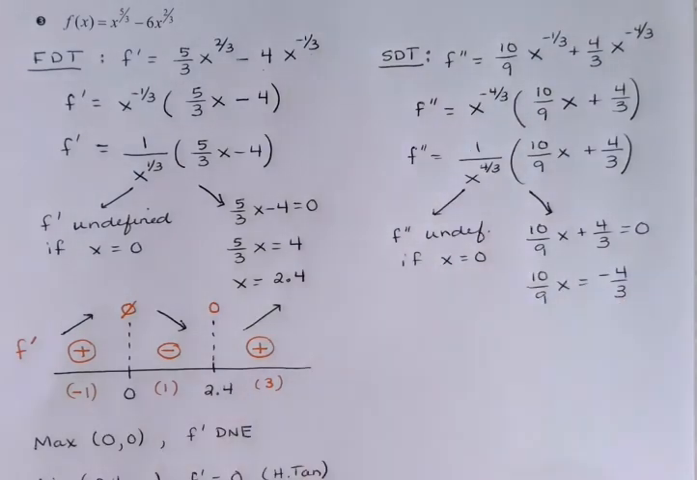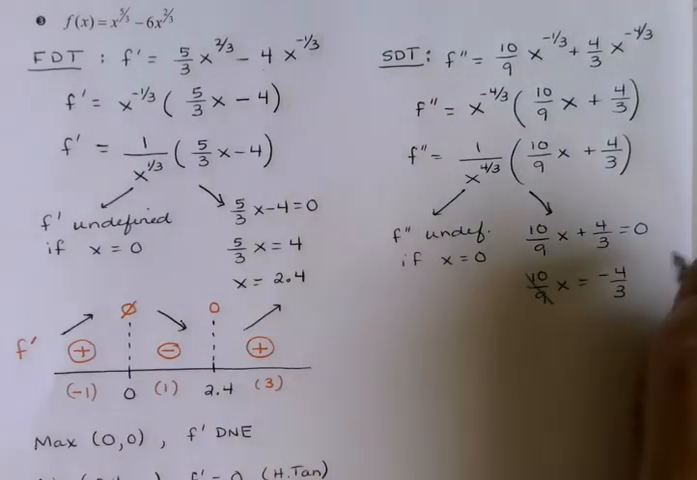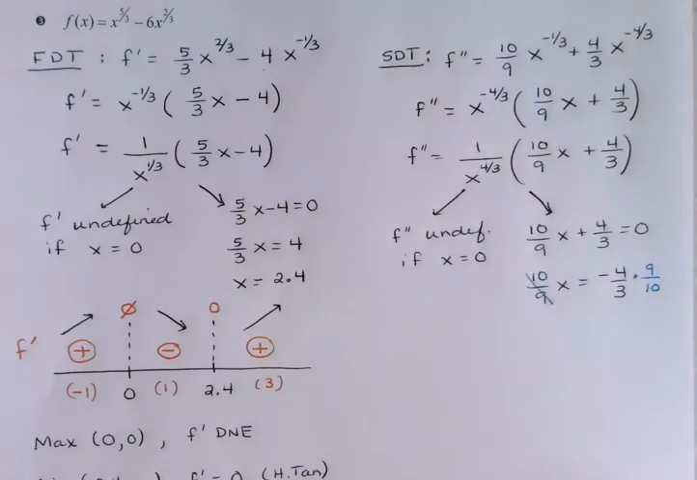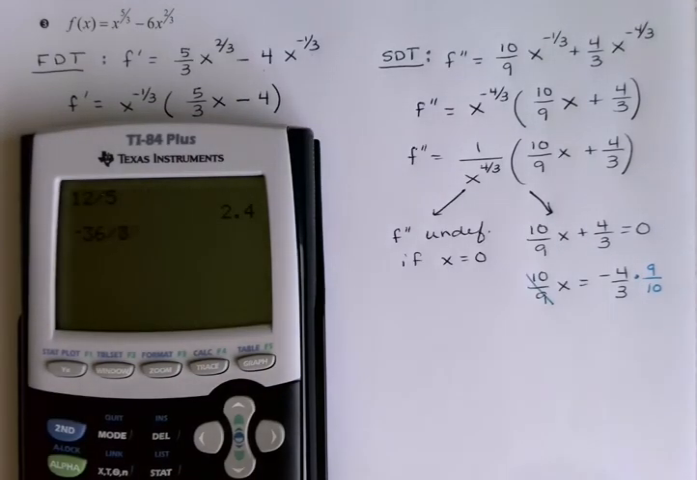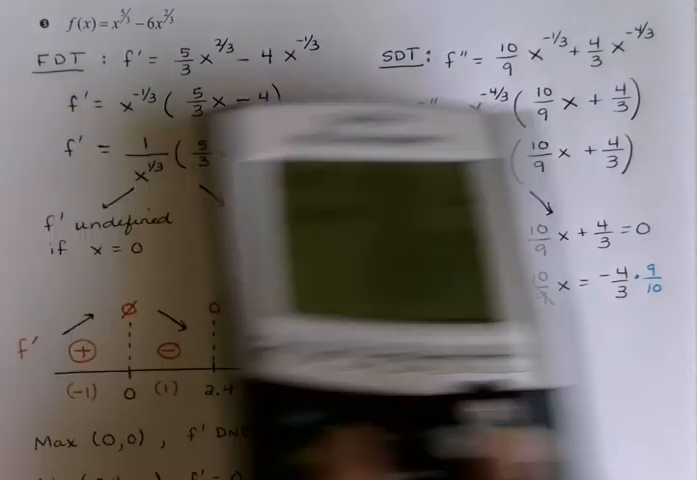Oh, let's see, if I multiply by 9/10 here, looks like I'm going to get negative 36/30. It's about, or it is negative 1.2.